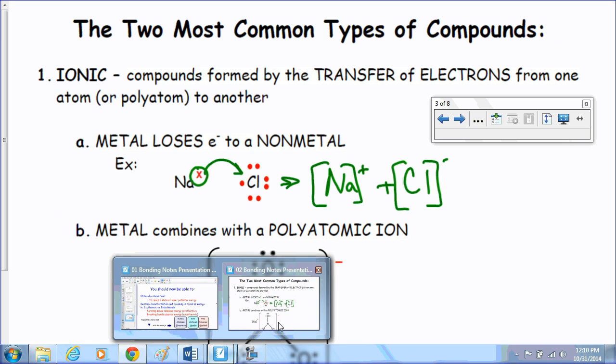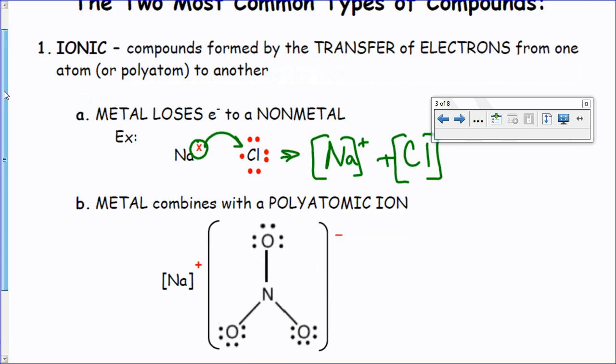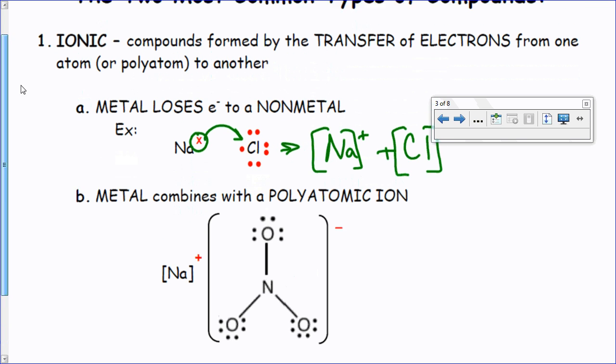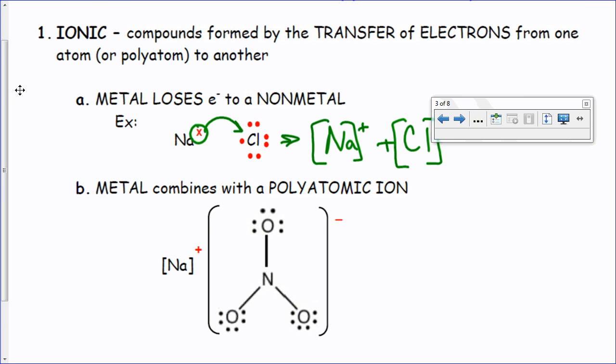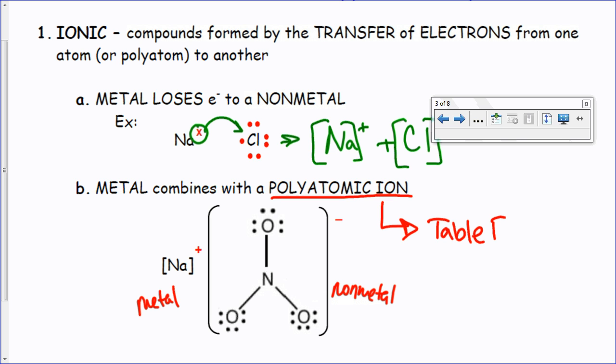Now, if we go ahead and look at the second option, we have a metal combining with a polyatomic ion. If you look at this polyatomic ion, you've got nitrogen and oxygen in it, which are two nonmetals. So we really have a metal plus a nonmetal again, except this nonmetal is in fact a polyatomic ion. There's a reference table E that will tell you about all of the different polyatomic ions that there are. We'll be studying that in more detail soon enough.